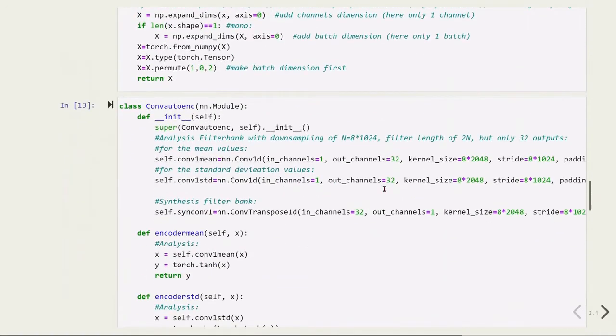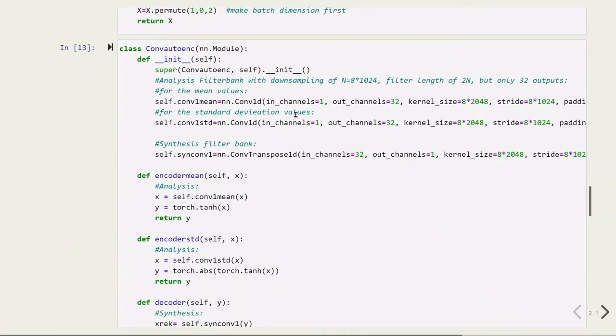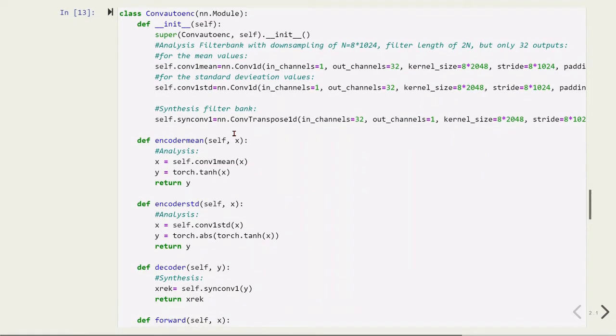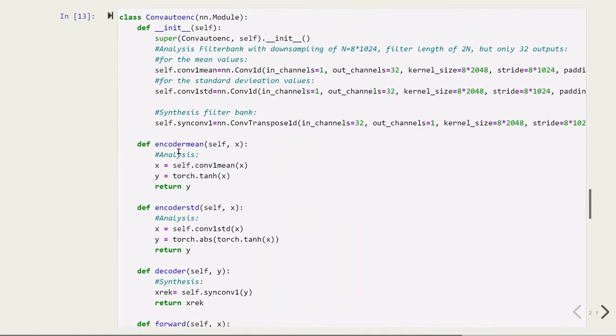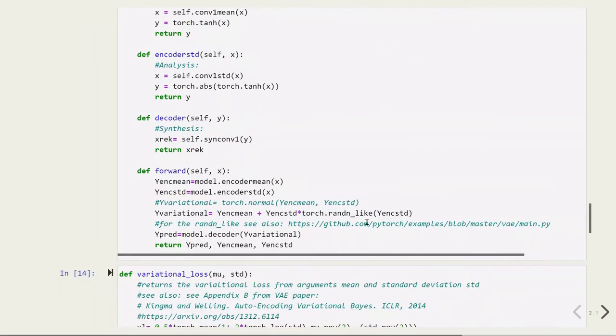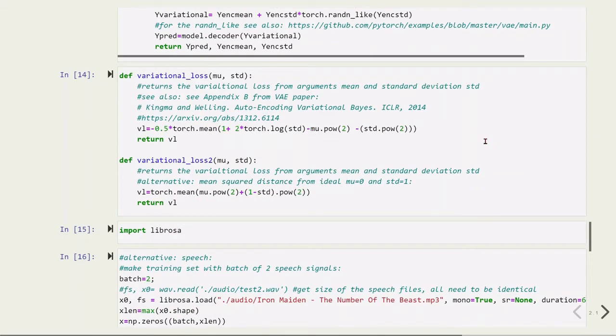Here is the definition of our model, the conv autoenc that we talked about earlier. We have our encoder mean, our encoder standard deviation, our decoder, our forward. And here we have our loss functions. We are going to experiment with two different loss functions. We have our variational loss that returns the variational loss from arguments mean and standard deviation.